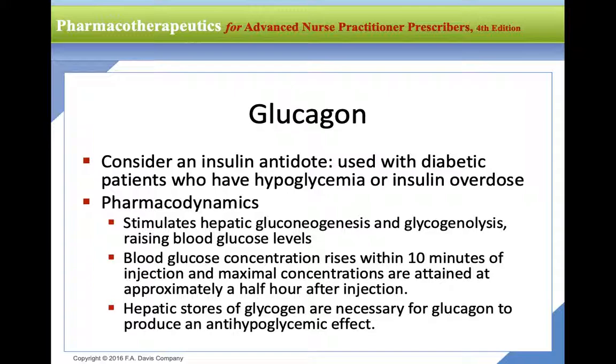So it stimulates hepatic gluconeogenesis and the breakdown of glycogen, raising blood sugar. It raises it within 10 minutes. You still want to send them to the emergency room if they've had this. And you probably want to prescribe all of your patients who are on insulin one of these pens to keep with them, kind of like you would an EpiPen.